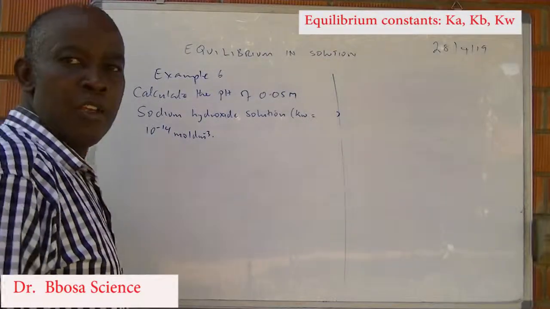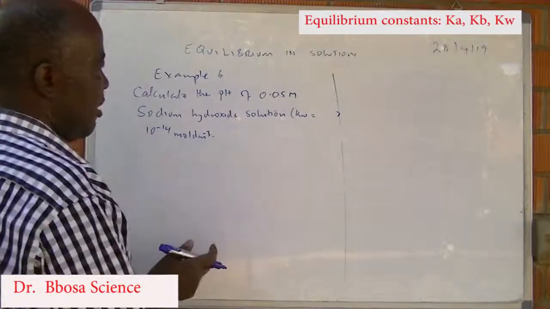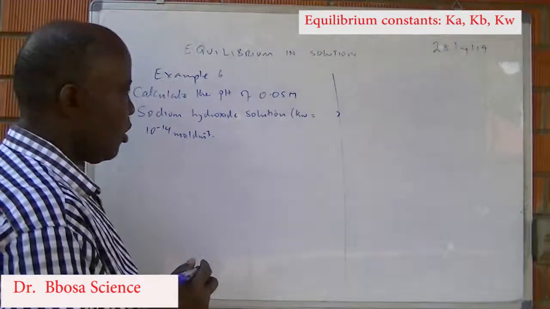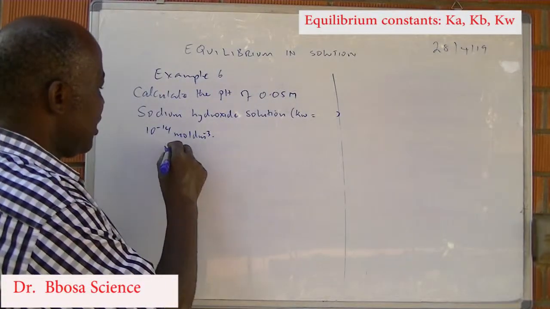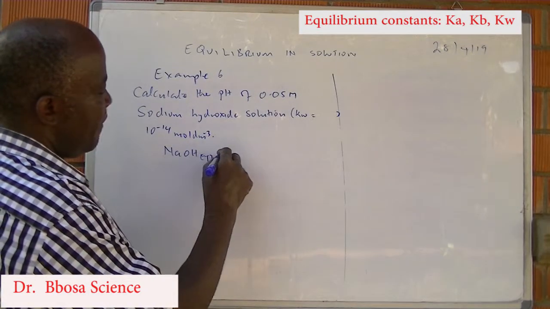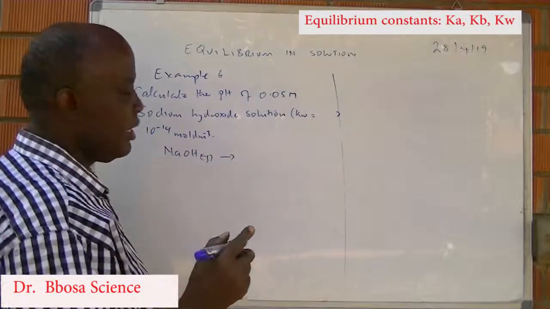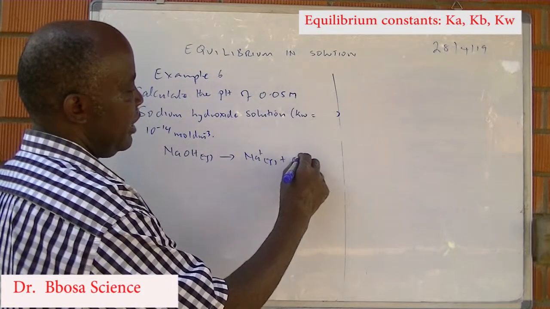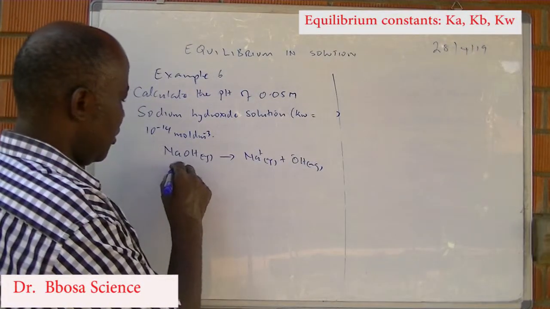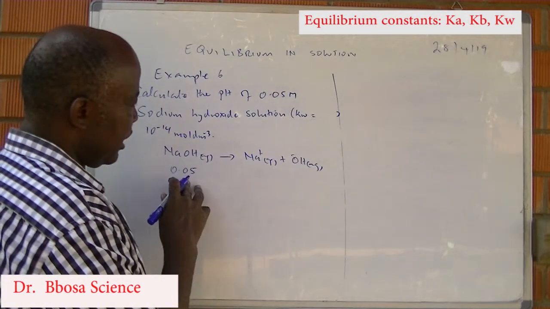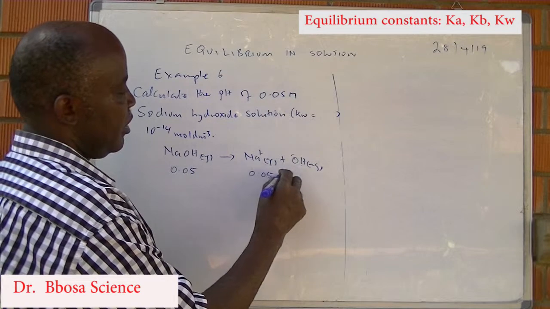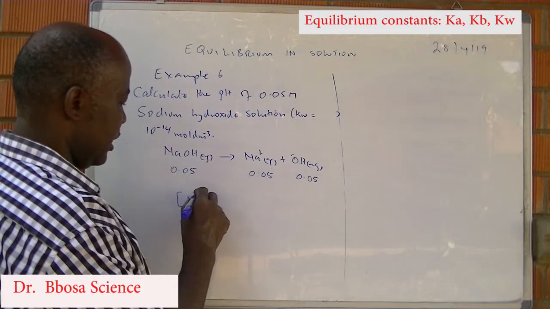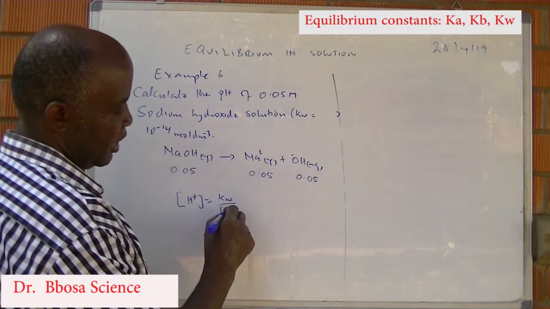Example 6. Calculate the pH of 0.5 molar sodium hydroxide solution. Kw is equal to 10 to the power negative 14 moles squared per decimeter to the power 6. What do we know about sodium hydroxide? Sodium hydroxide is a strong base. Therefore, it ionizes completely, not reversibly, in water to form sodium ions, aqueous, plus hydroxide ions, aqueous. So since it ionizes completely, the concentration of sodium hydroxide will be the concentration of sodium ions and the concentration of hydroxide ions.